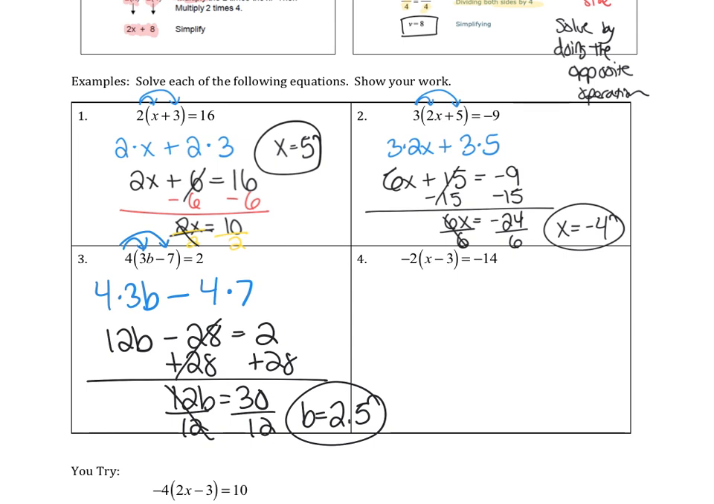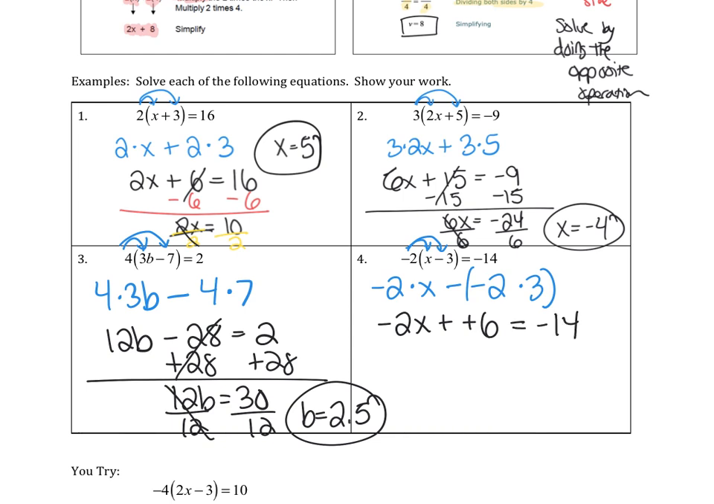Okay, let's try the next one. In the next one, we have distributive property first, so we're going to take that negative 2 and multiply it into both pieces. So we have negative 2 times x minus negative 2 times 3. Okay, be careful with your signs here. Simplify this, but be careful. Negative 2 times x is negative 2x minus negative 2 times 3 is negative 6. So notice that that double negative there then becomes a plus, okay, equals negative 14.